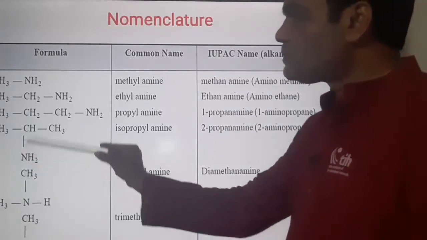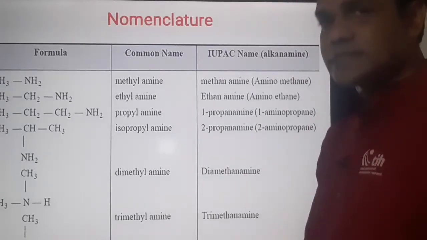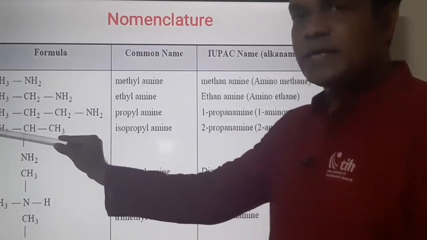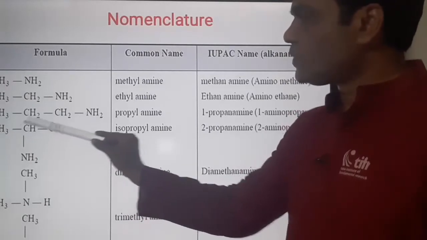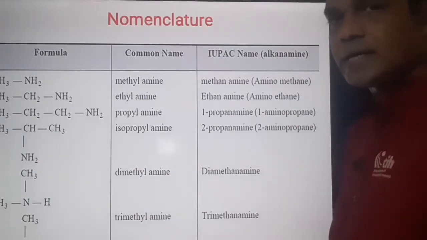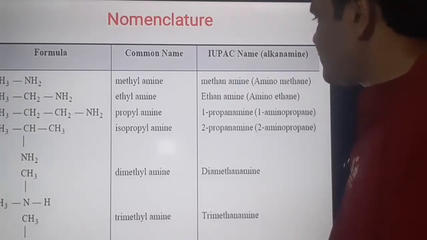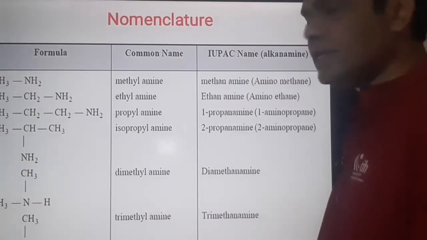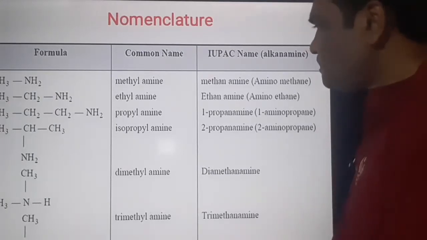Now, the NH2 group is present on which carbon? Second carbon. From this side 1, 2. From this side again 1, 2. So, from both sides, it is on the second position. So, it is 2-propanamine, to indicate the position of the NH2 group.